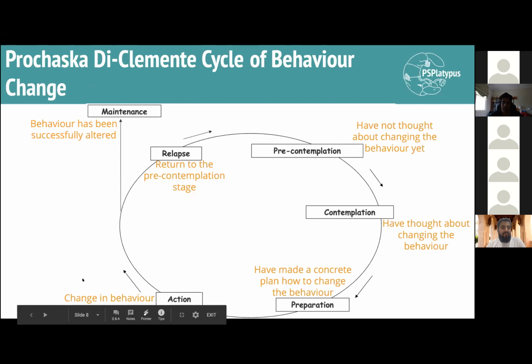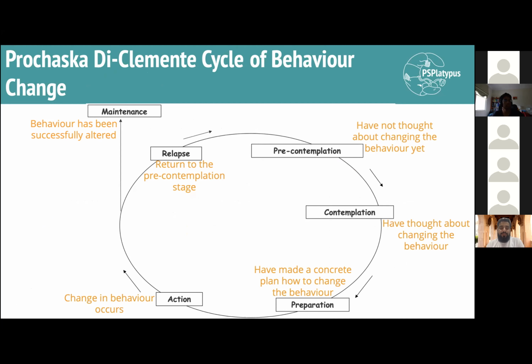Finally, we have the Prochaska-DiClemente cycle of behavior change. These are the stages if you want to change your behavior. And you, as a doctor, might want to use it with a patient that, for example, needs to change a habit or a behavior. So we start with the pre-contemplation stage, where the patient has not thought about changing their behavior yet.